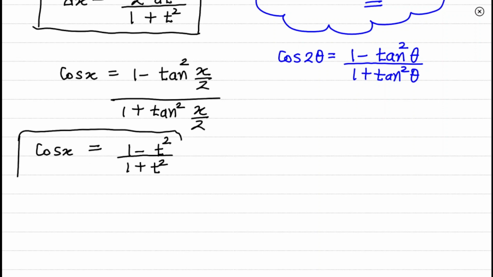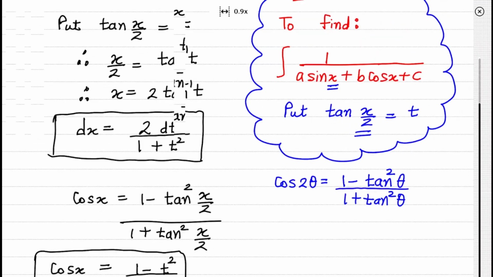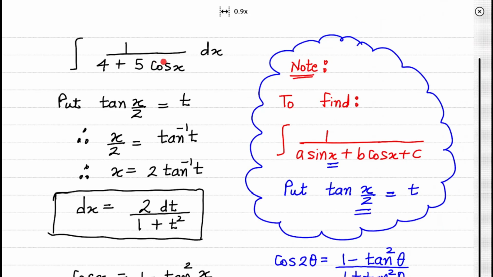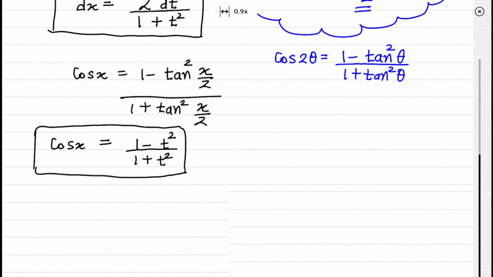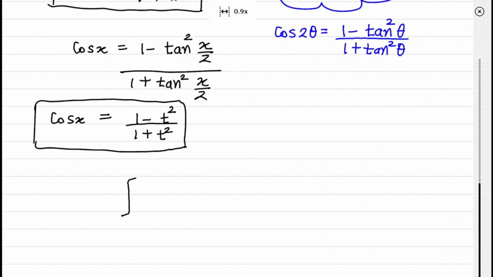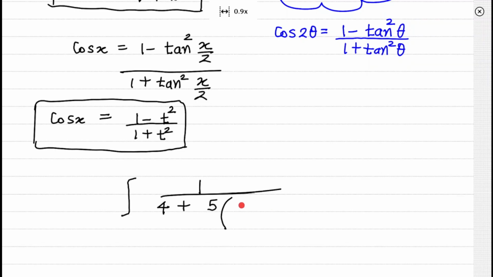So now let's convert that integral from the x world to the t world. The integral was 1 divided by 4 plus 5 cos x dx. So we can write that as integral of 1 divided by 4 plus 5, and instead of cos x, you can write 1 minus t square divided by 1 plus t square.